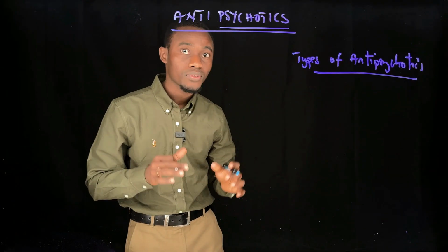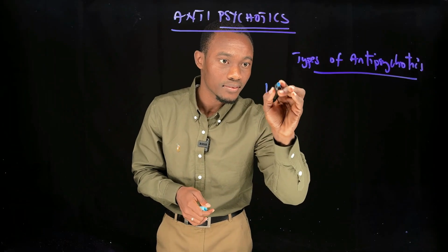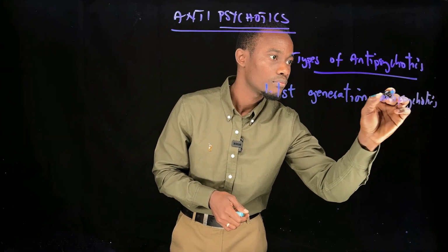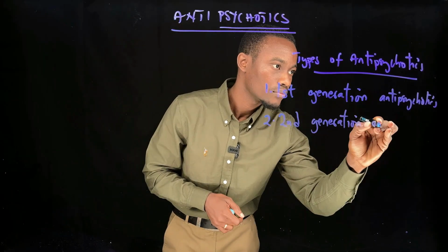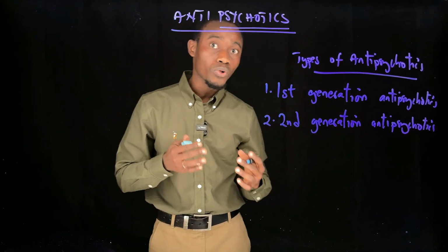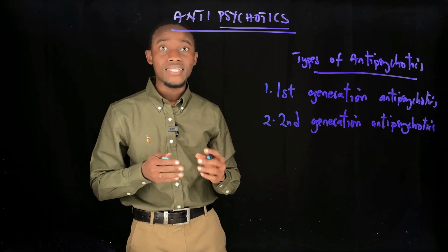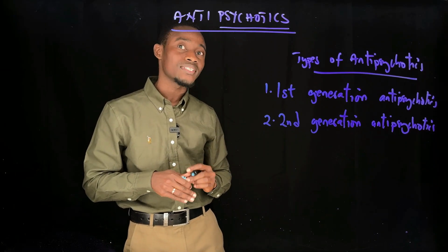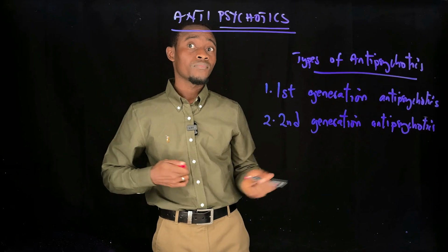There are two main types of antipsychotics. We have first-generation antipsychotics, second-generation antipsychotics, and depending on what you read, there is growing evidence to suggest the existence of a third category of antipsychotics called third-generation antipsychotics, but that will not be discussed in this video.